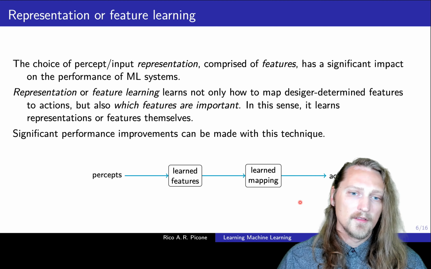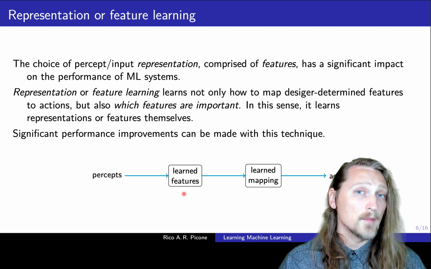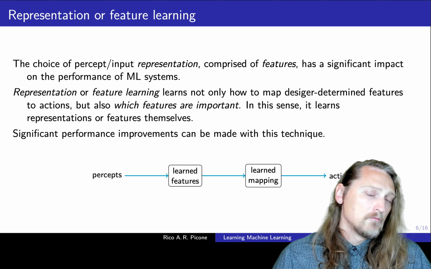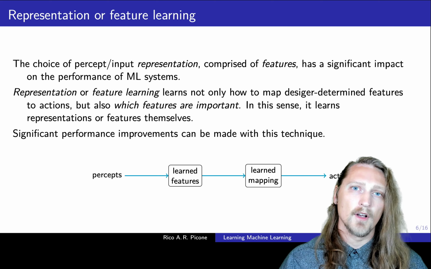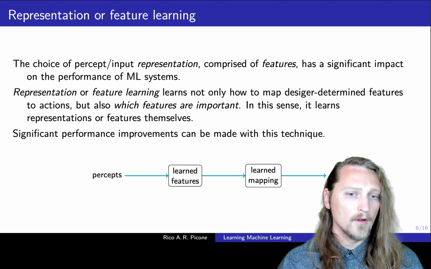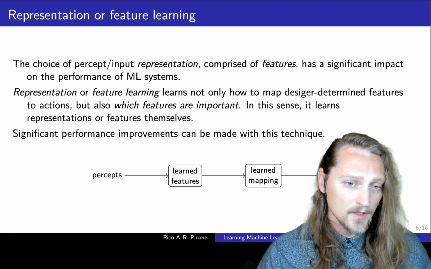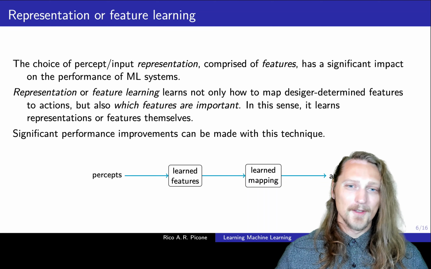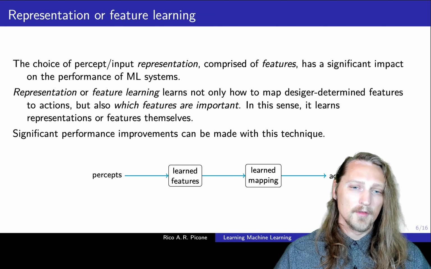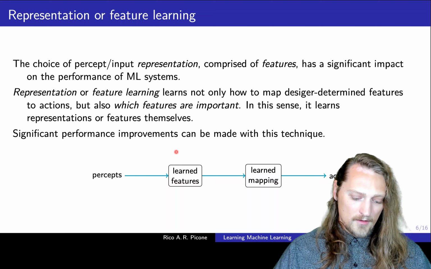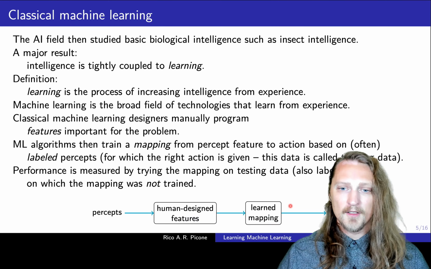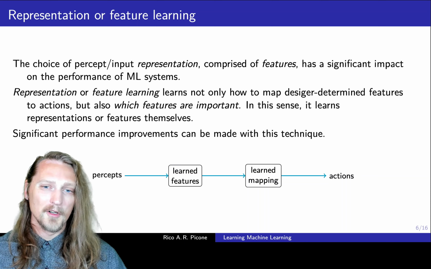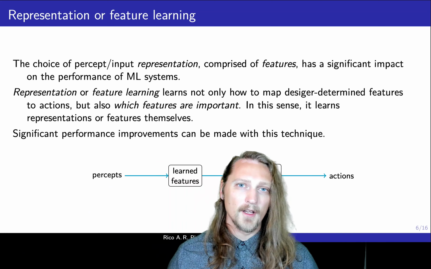The human designer of features sometimes has really good insight, but other times they don't know. Or it's a new problem that people don't have experience with, and they don't know which features are going to be important for this learning process. So learning the features themselves is actually a very powerful method, and we could call it the machine learning 2.0 type of scheme. Whereas before we had human designed features, then a learned mapping, now we have learned features and a learned mapping. So we're expanding the domain of the learning algorithms here.